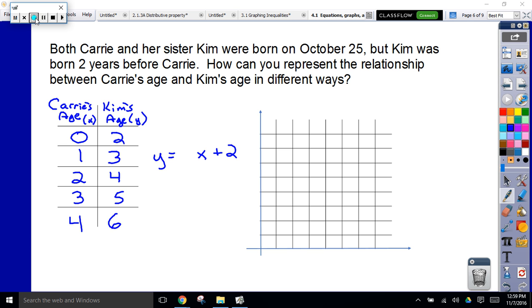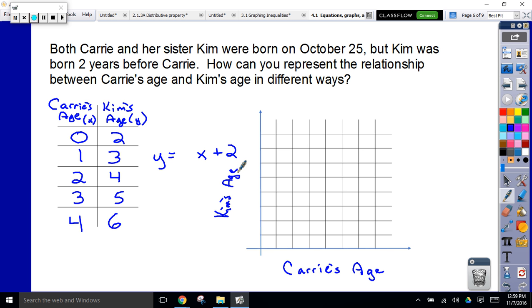Yeah, who's going to go on the x-axis? Carrie's age or Carrie? Because we already decided Carrie was going to be x. So I'm going to write down here Carrie's age, because she's our independent variable. And then Kim's age. This graph is not labeled, so we need to label it.